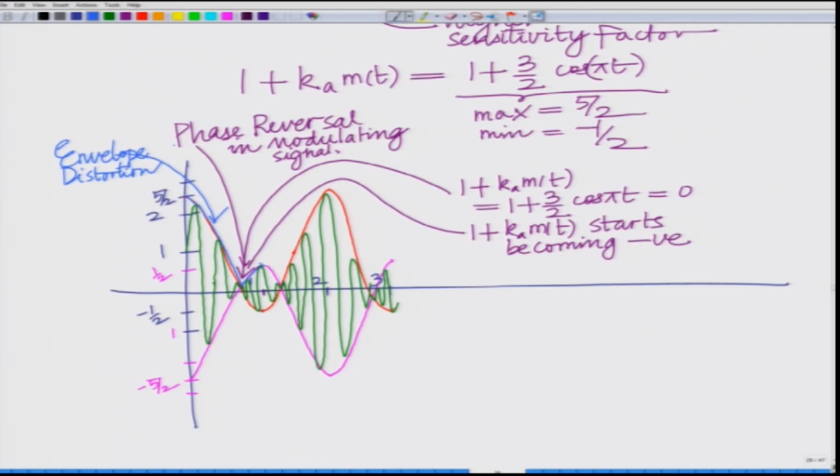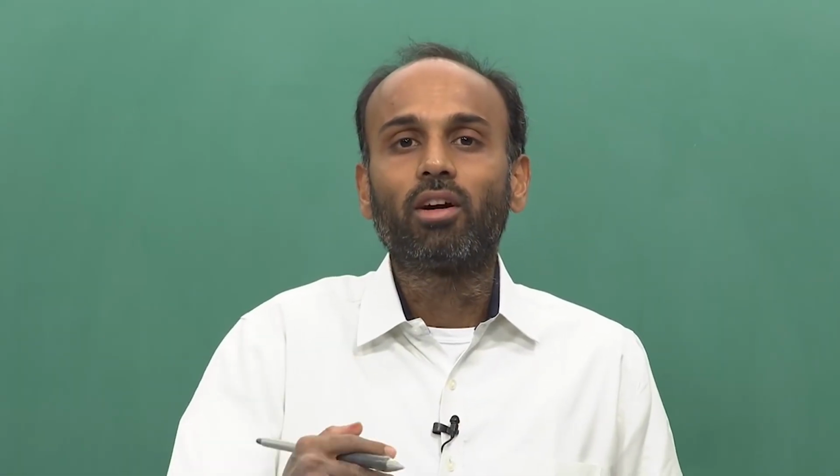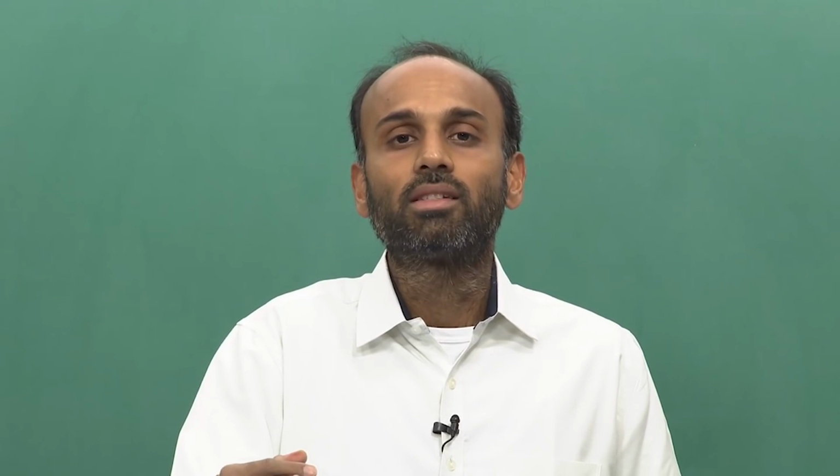What is happening is that since 1 plus k m(t) is negative, when you track the envelope, you continue to track the positive envelope, and this leads to envelope distortion. So, if ka is very large, 1 plus k m(t) can take negative values, that leads to phase reversals of the carrier, and this leads to envelope distortion when you track the envelope of the carrier.